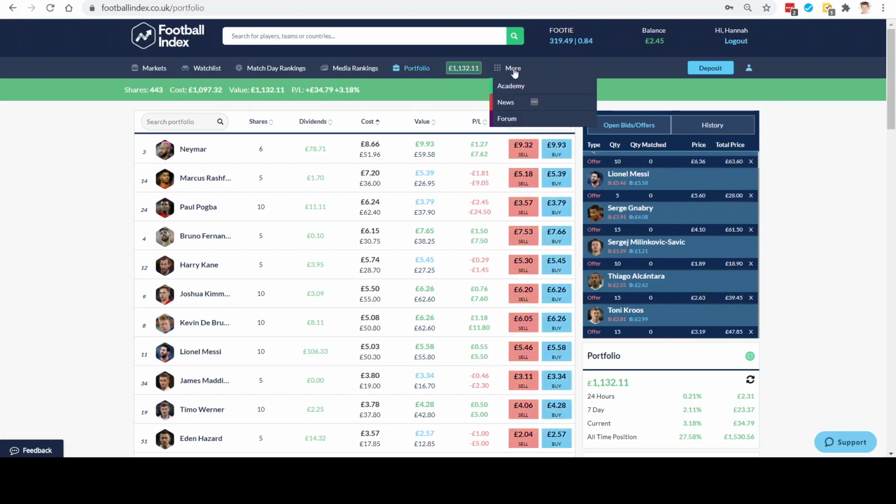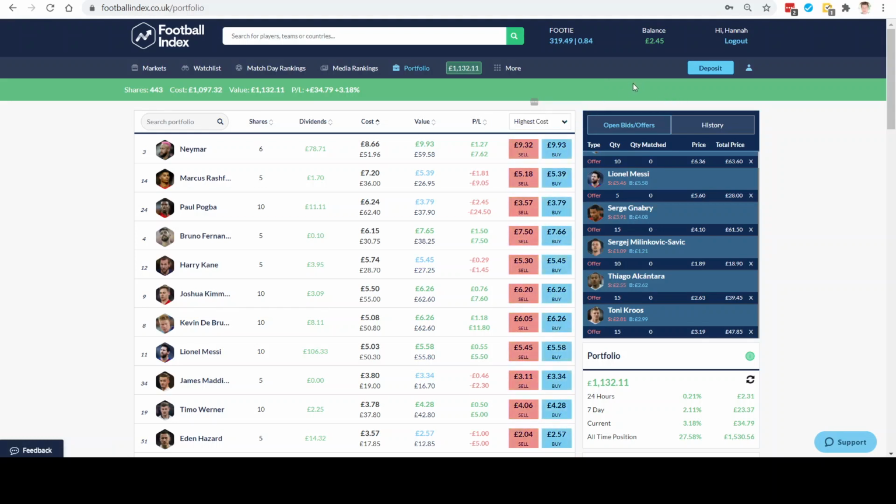So now we'll go on to this more tab. There's just 3 links here. So there's the Academy. That's good if you want to learn more about Football Index. They've got training material on there for new traders. We've got the Football Index official news site. So this is any news that comes from Football Index. And then we've got a forum, which is what it says on the tin basically. It's a forum where you can talk about anything Football Index related there.